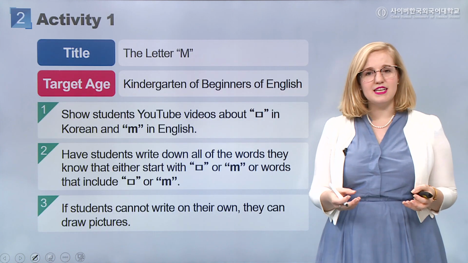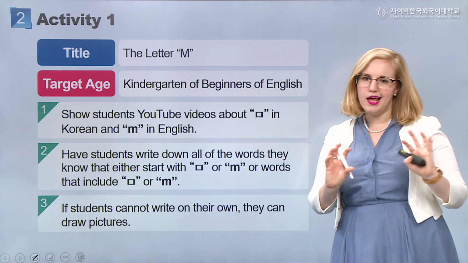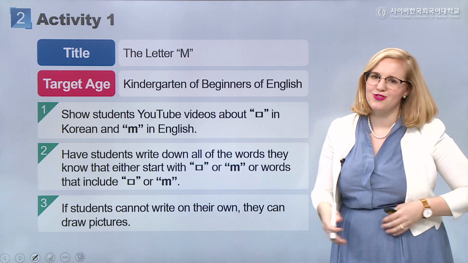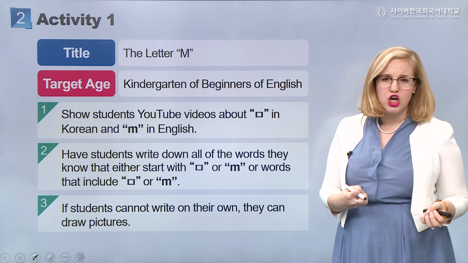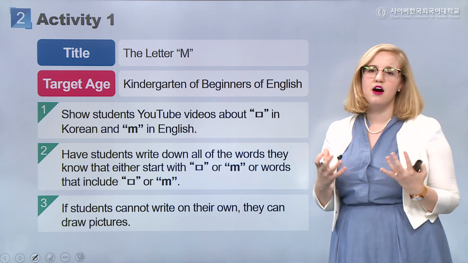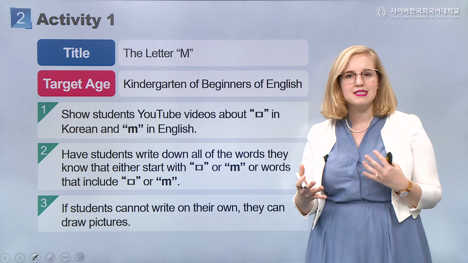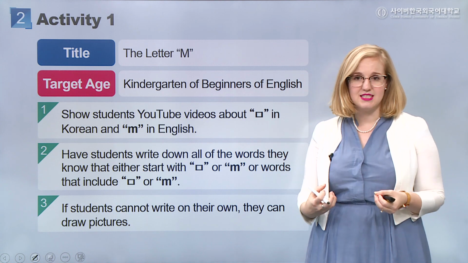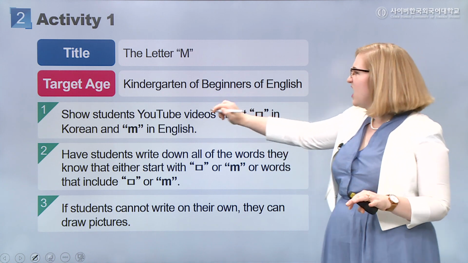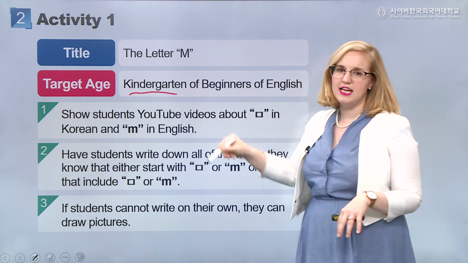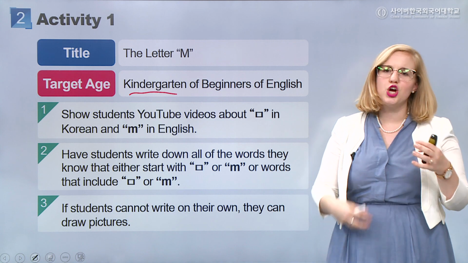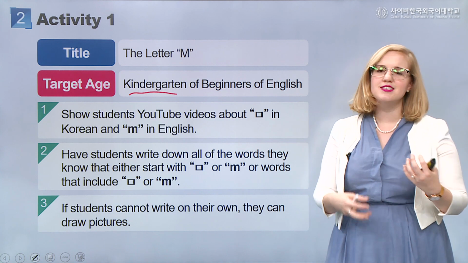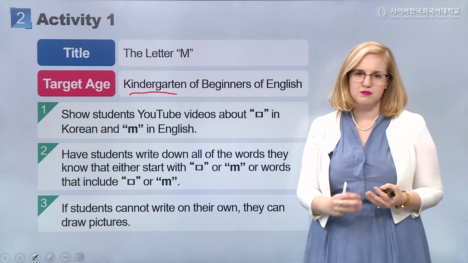So my first activity, I'm just calling the letter M. Super complicated, right? So this activity is targeted towards kindergartners or just beginners of English, someone who is basically learning phonics. So this is usually about a kindergarten age. And we're also doing this kindergarten beginner because the activities are mostly using songs and sounds, songs and phonemes.